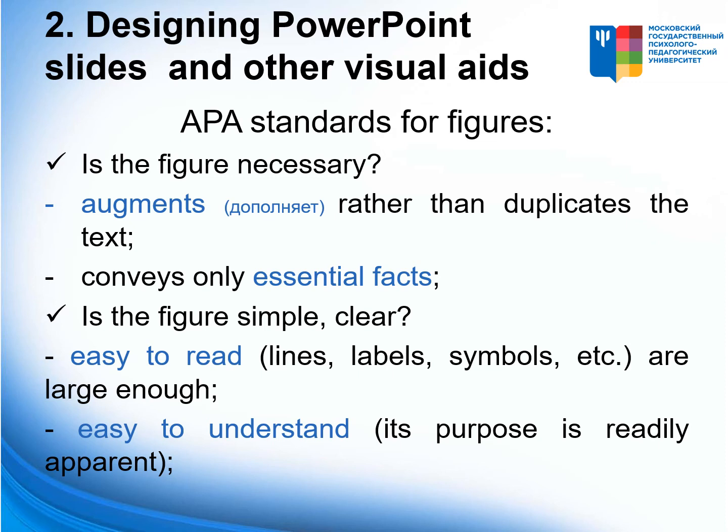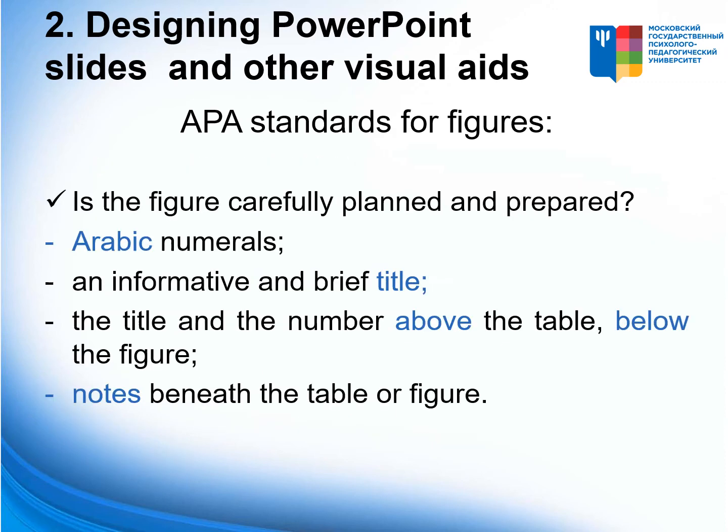Make sure that lines, labels, symbols, and so on are large enough to be read with ease, and the purpose of the figure is readily apparent. Is the figure carefully planned and prepared? Follow the given tips. Tables and figures are numbered consecutively with Arabic numerals. Give every table and every figure an informative title. The title should describe concisely what it is supposed to show and should be understandable without reference to the text. In addition, it should be as brief as possible. The title and the number are generally placed above the table, while figure caption must be placed below the figure. Put notes beneath the table or figure to explain any entries or features that are not self-explanatory.